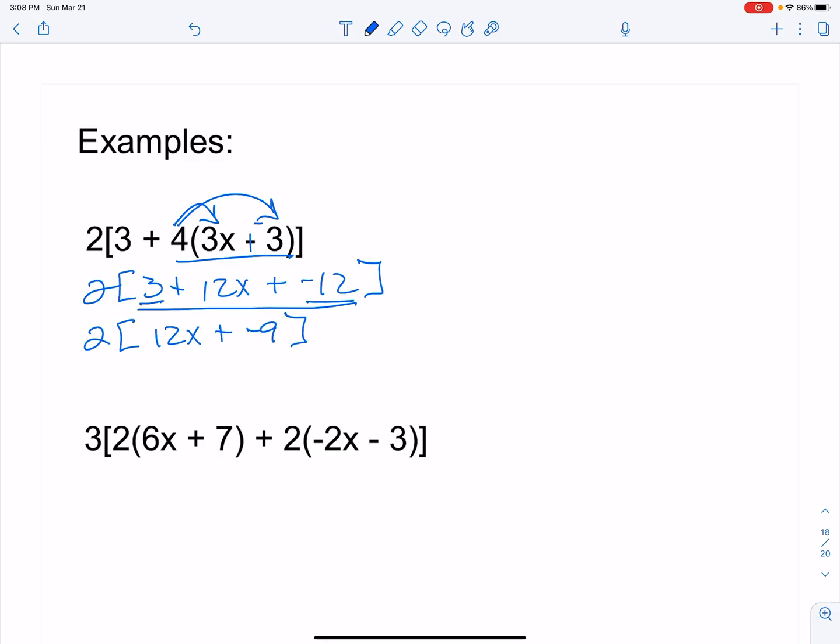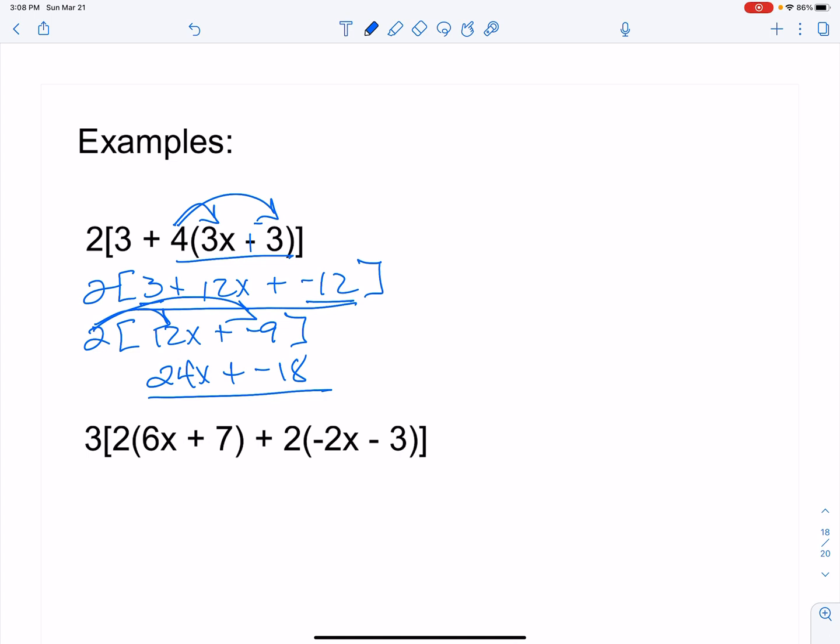Now, I do one last thing. I take this 2 and I pass it out and distribute it. So I've got the 2 to the 12x, which will give me a 24x, plus, and I've got the 2 to the negative 9, which will give me a negative 18. And now I have a simplified expression.